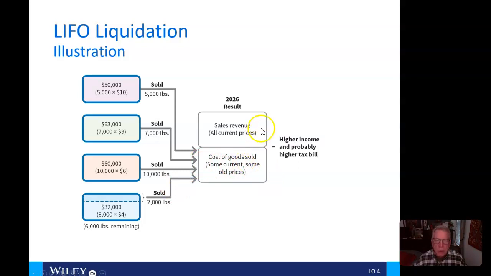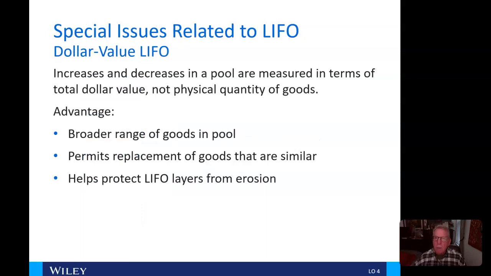The result is that our sales revenue is going to be pretty much at our current prices, right? And that's going to generate a higher income and consequently probably a higher tax bill if we have to liquidate our inventory. Admittedly, that doesn't happen very often, but it is a risk using LIFO.